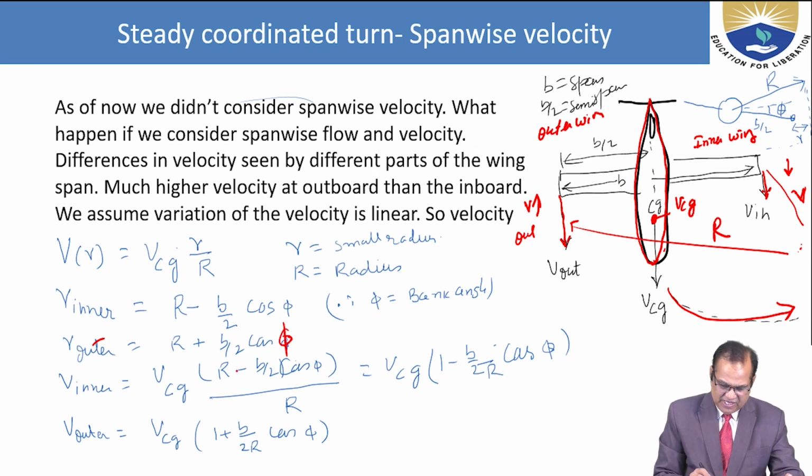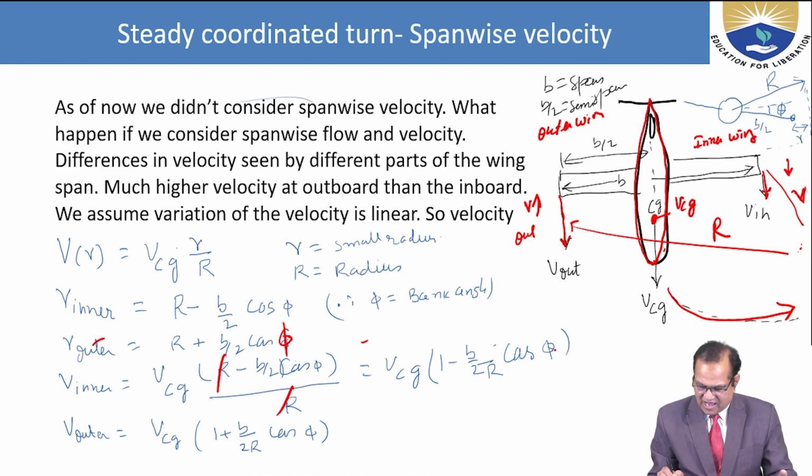Okay, so here we have small r and this is the capital R. So this small r is given as R minus b by 2 cos phi. This we have put here. So after putting this, you see that this cancels, and we get here 1 minus b by 2R cos phi.